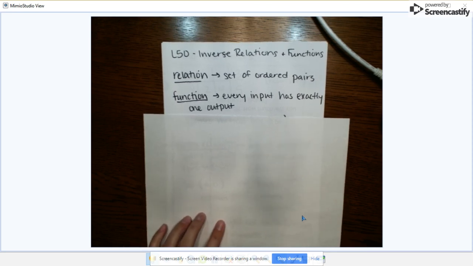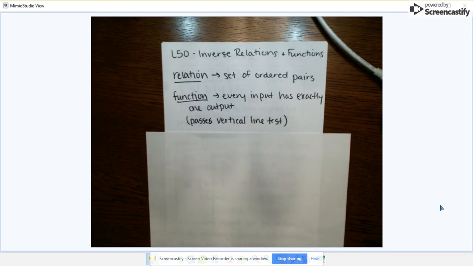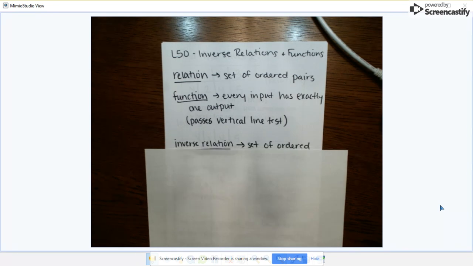Hey guys, we're going to review a couple things with relations and functions and then learn a few more. So a reminder, a relation is a set of ordered pairs, so x's and y's, and then a function is a specific relation where every input is given exactly one output. Another reminder for functions, that it passes a vertical line test.